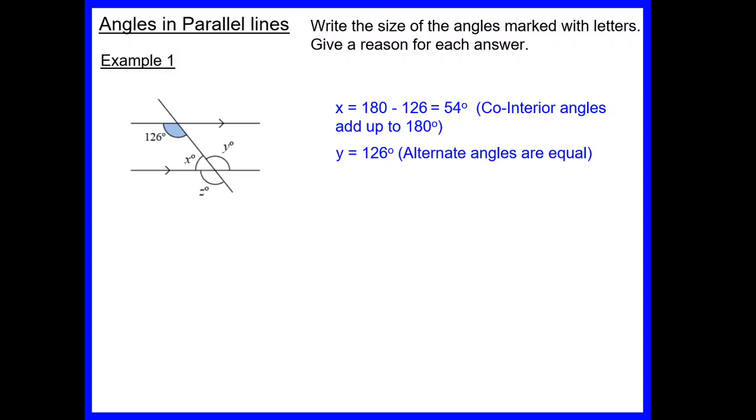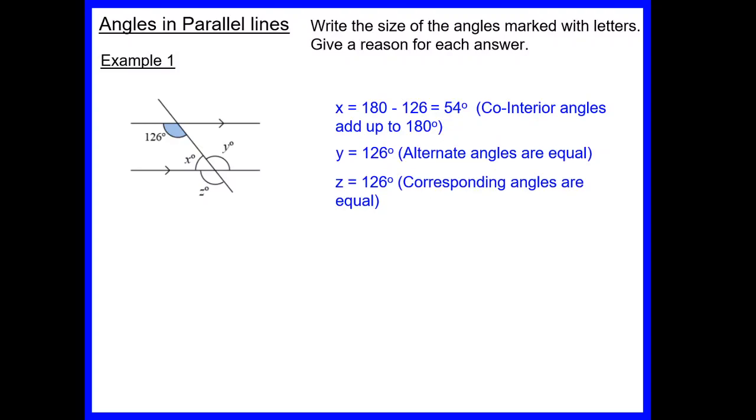And finally for z. If we compare it with our 126 here, they're both on the same side of the transversal line and they are both obtuse angles, so must be the same size. So z must also be 126 degrees, and we call those corresponding angles are equal. Corresponding, remember, on the same side, on the corresponding side of the line, if you like.